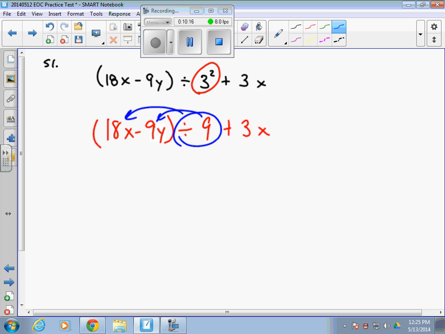So 18x divided by 9 is 2x. Negative 9y divided by 9 is negative 1y. And then just bring the rest of it, plus 3x. So you have, I thought I made a mistake right there. I boxed the wrong answer. But this is correct, what we have here. So take 2x and 3x. When you put those two together, you get 5x minus 1y. You don't have to write in that 1 right there. The second option, the one that says 5x minus y, is correct.